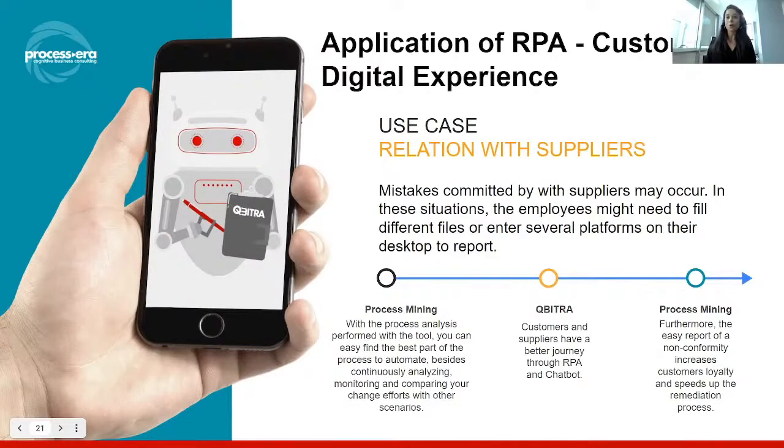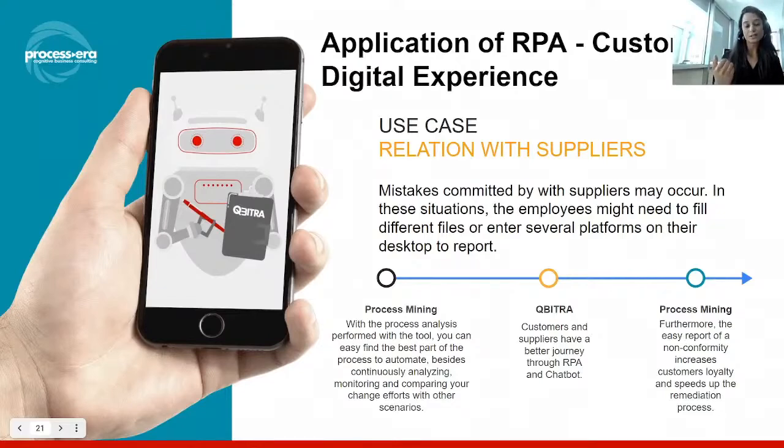As an application example, we have the customer digital experience case of the relation with suppliers. When you are working, for example, in a manufacturing company and you are receiving parts from other companies, some of these pieces might come wrong. All this relation that you have with your suppliers, you can monitor with the process mining tool. So you can discover the bottlenecks of this process, and you can find the best opportunities for automation dealing with your customers.